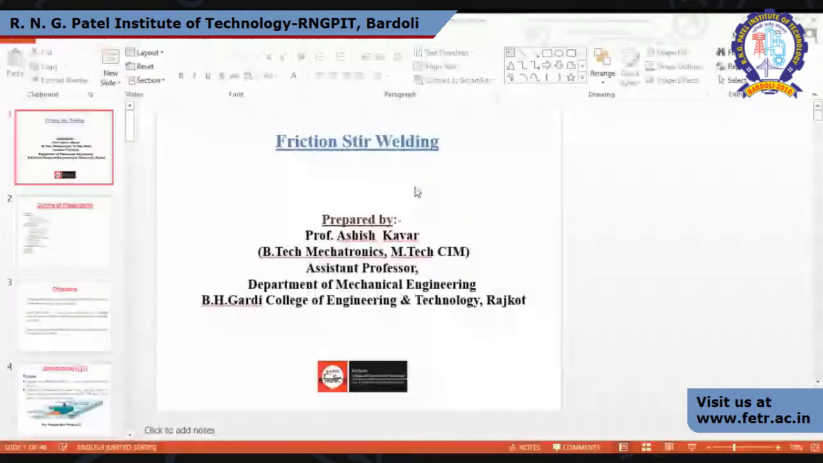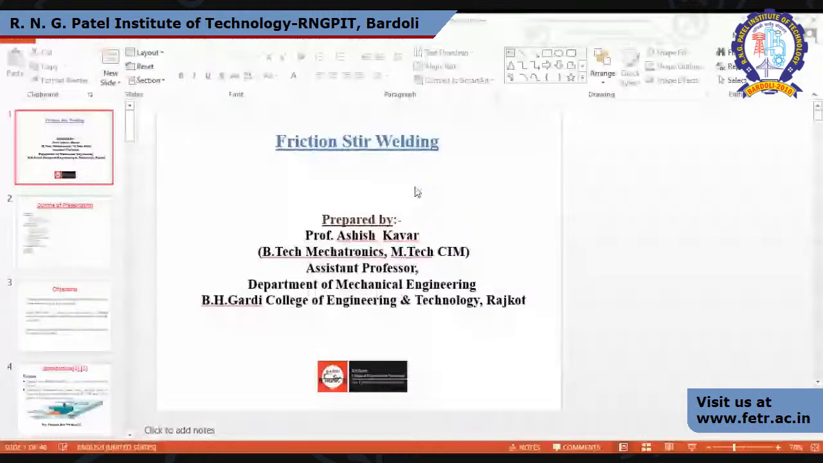Now, as we know, welding can be divided into five major types. First is gas welding, second is resistance welding, third is arc welding, fourth is solid state welding, and the last is newer welding processes. Gas welding can be subdivided into acetylene welding, oxyhydrogen welding and so on. Arc welding can be subdivided into carbon arc, plasma, metal inert gas, means MIG welding, and tungsten inert gas, means TIG welding.